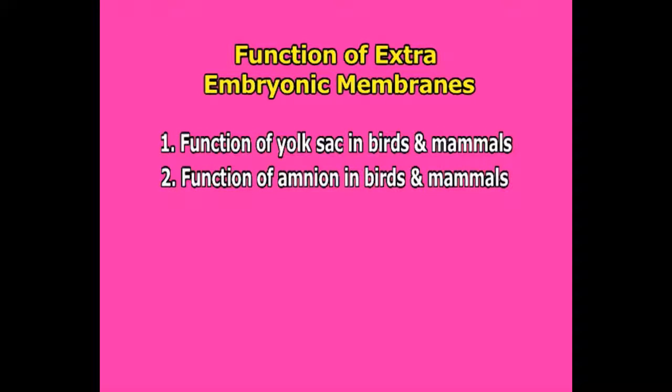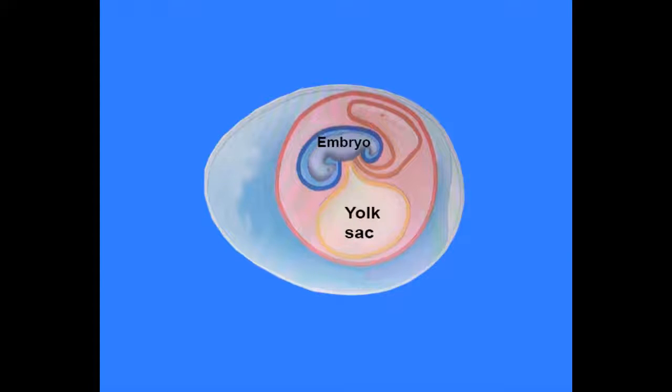Function of amnion in birds and mammals. The primary function of amnion is to protect the embryo from desiccation, and it provides a private salty medium for the embryo to float. Amniotic fluid serves as an efficient shock absorber.